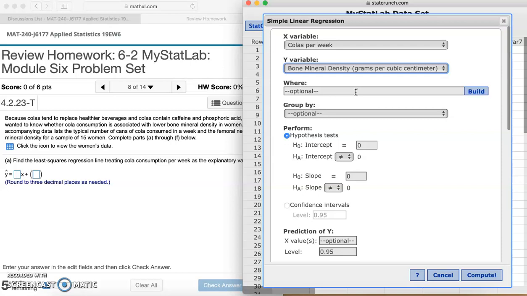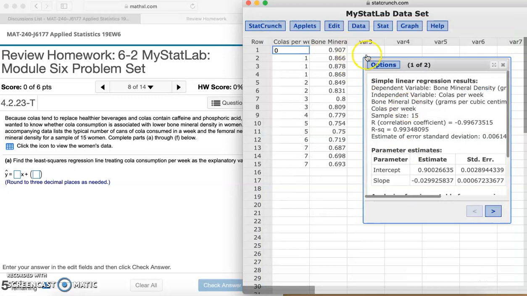I always think of it as the input and then the output of a model, or what decision we're trying to make. And remember, X is independent, which means it doesn't matter what the bone density is when we're looking at just the number of colas per week. All right, so click compute.